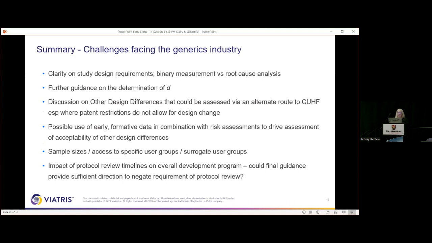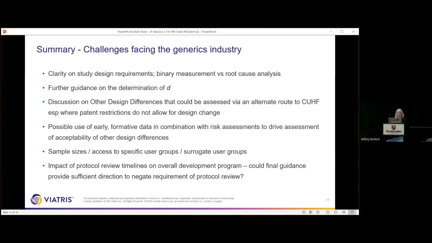It is a new methodology. It's inevitable. The clarity on study design requirements, that question of binary measurement versus root cause analysis and how the two can work together. Further guidance is required on the determination of that delta and how that fits with the risk profile of the therapy. We've had discussion on other design differences that could be assessed for an alternative route. How do we move that forward, and is there a framework that we can work within there?